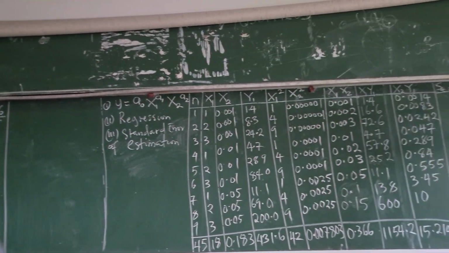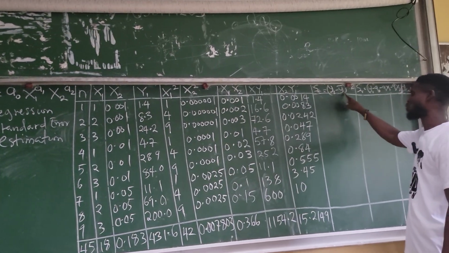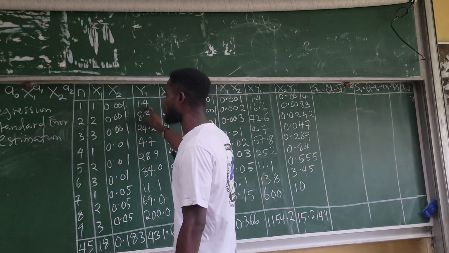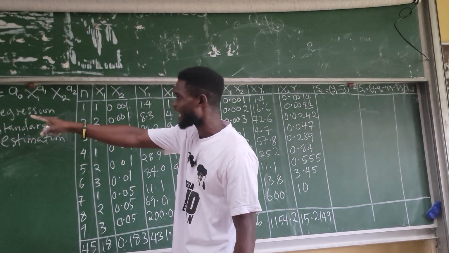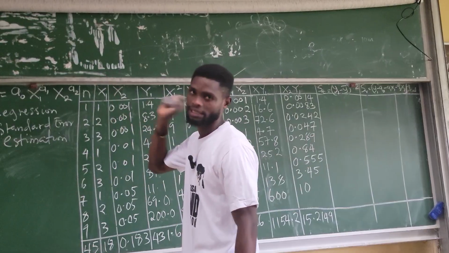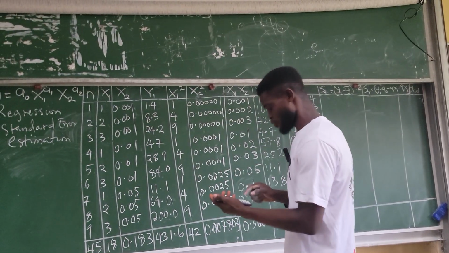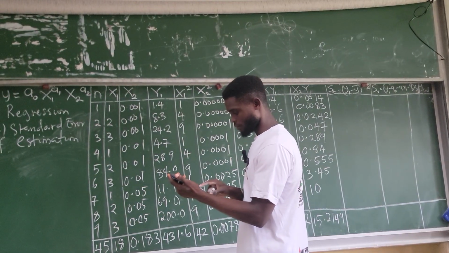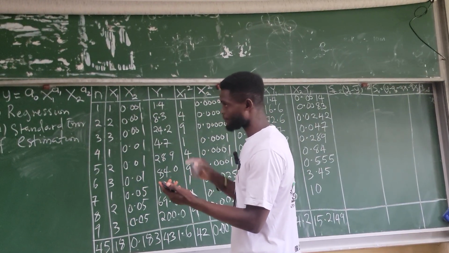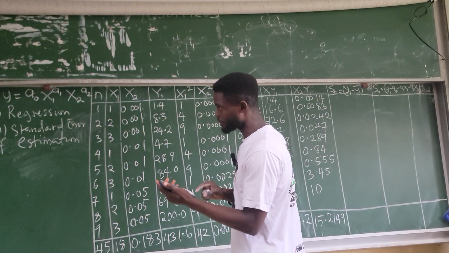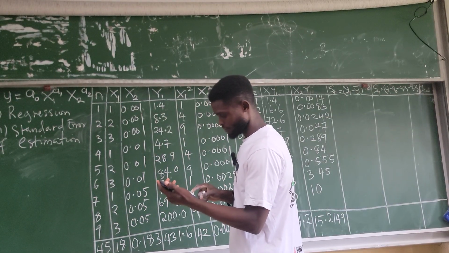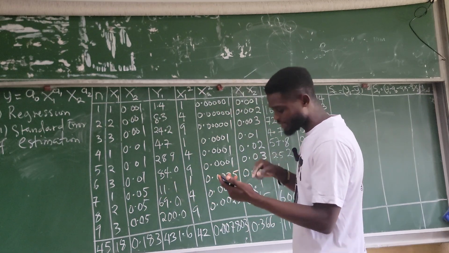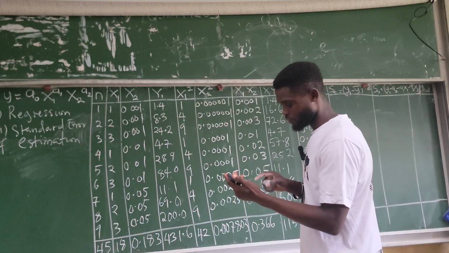Don't forget. So how do you get your St? Then it becomes y minus y bar. Now you will come back. Where is your y? Y is 1.4. So that means 1.4 minus 9.591. So that is how to get it. So let's do that. 1.4 minus the y bar, which is 9.591, will give us minus 8.19. Then square it.